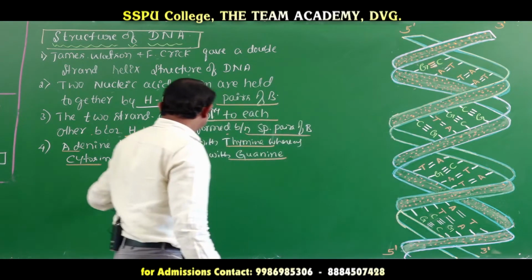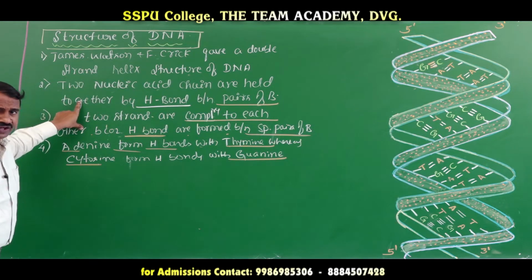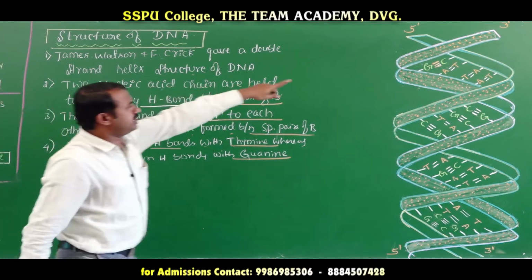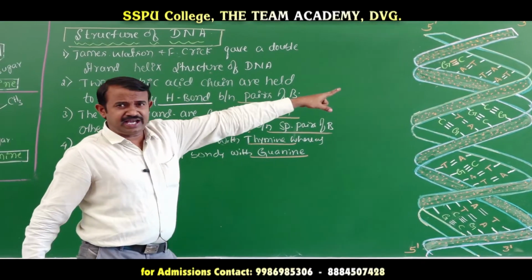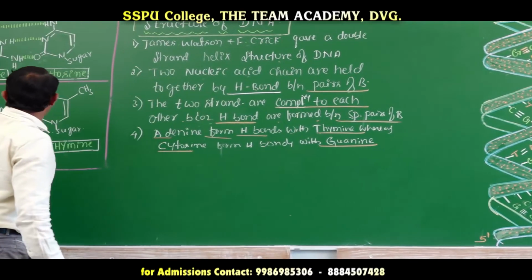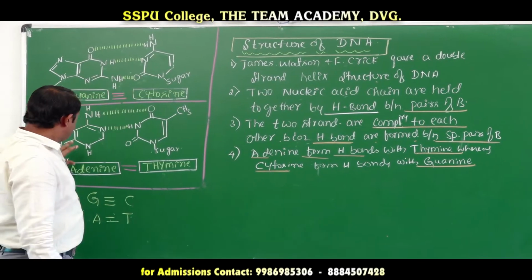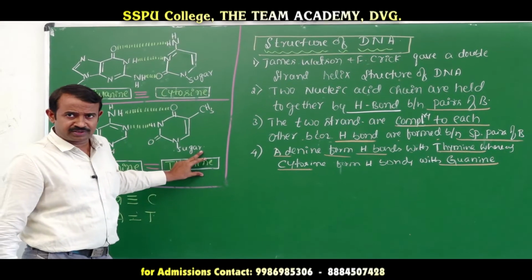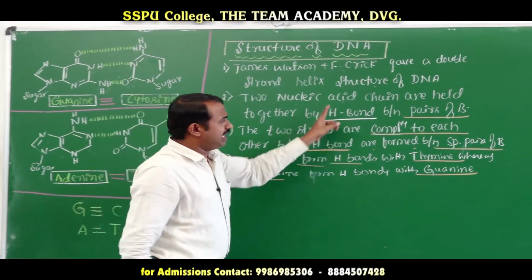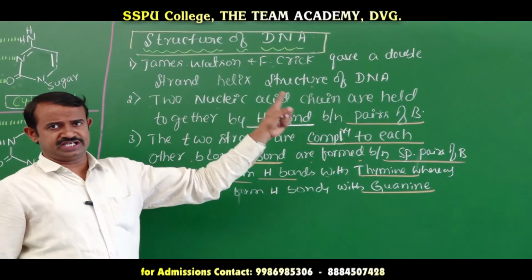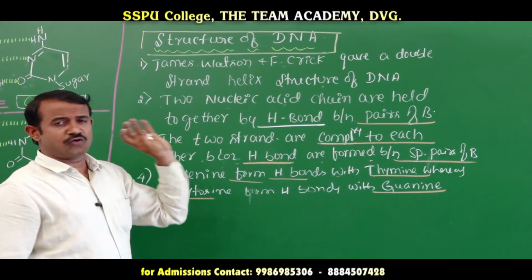Coming to here, these 4 points are enough. Coming to here, the hydrogen bonds are between guanine, cytosine, adenine and thymine. Here the triple bond between guanine and cytosine, and the double bond between adenine and thymine. Okay, this is the double helical structure of DNA. You have to write the 4 points.